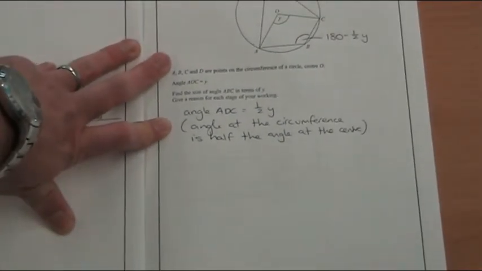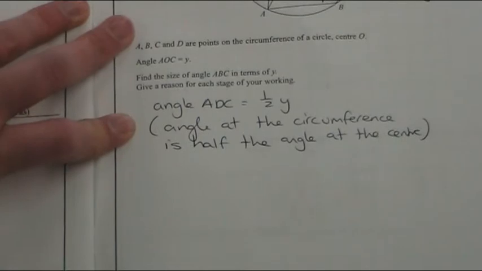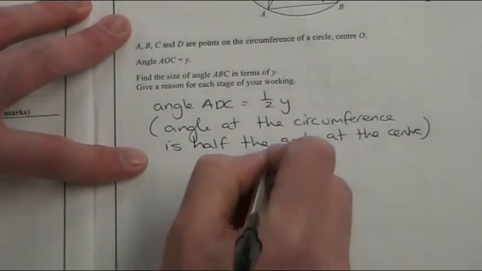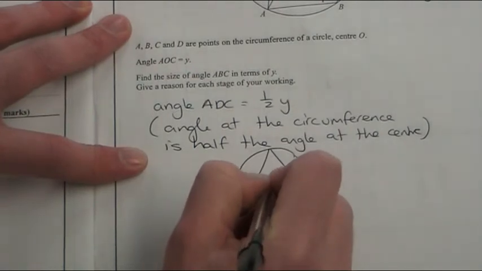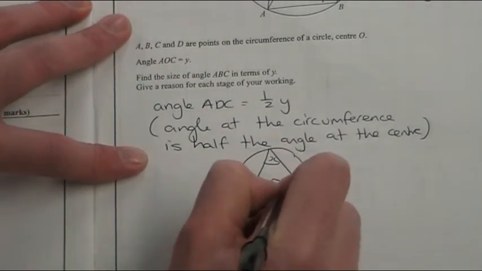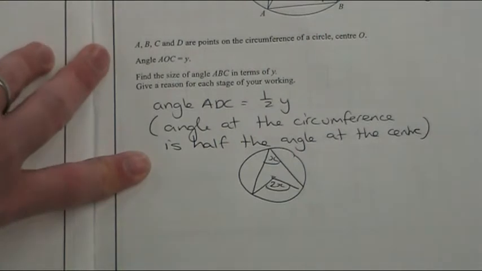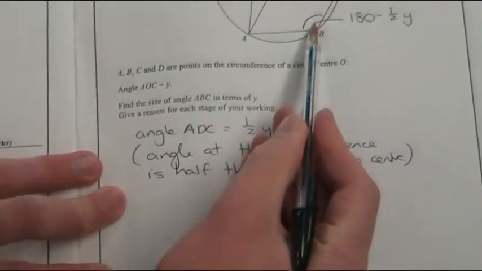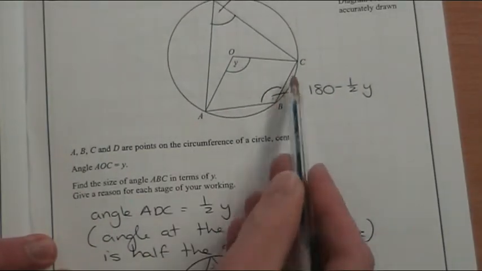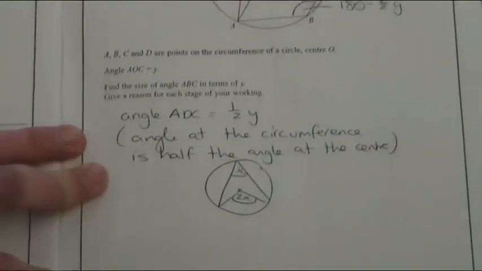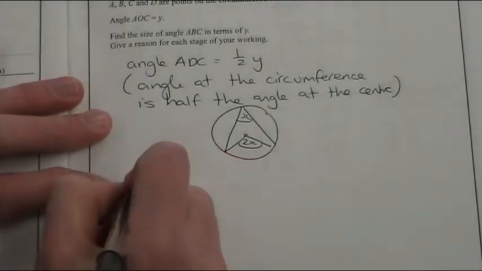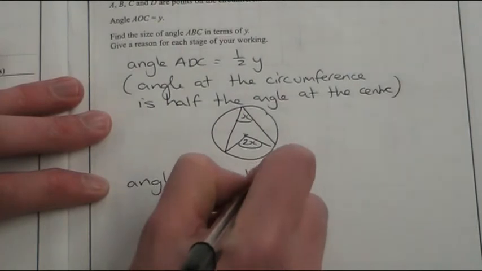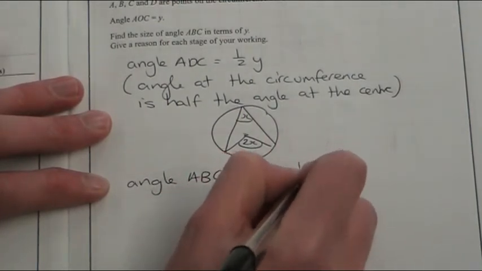So what I'm also going to do, just to make sure the person understands I know what I'm talking about, I'm going to quickly draw the circle theorem. So I'm going to say if that's x, this one is 2x. So I'm just showing them the circle theorem I'm using. Now I'm going to say that this angle here, ABC, which is the one we're trying to find. So angle ABC is 180 take away half y.